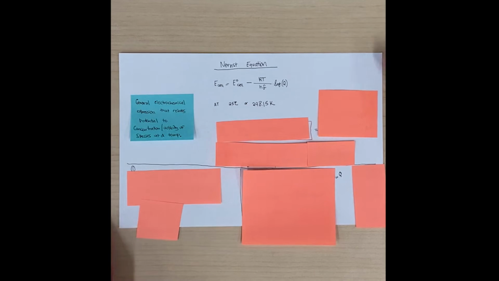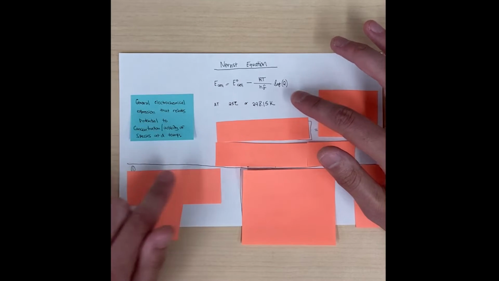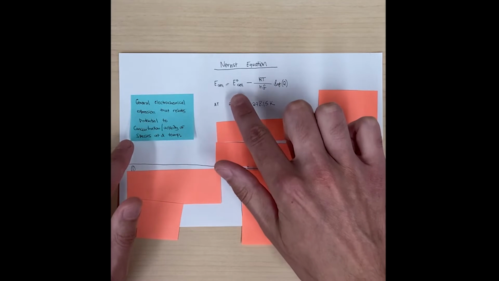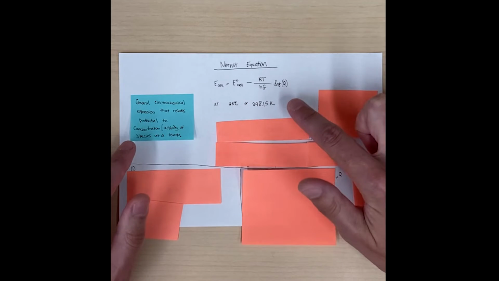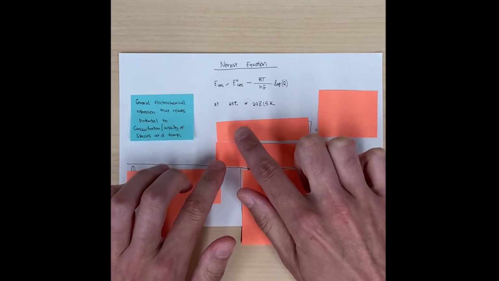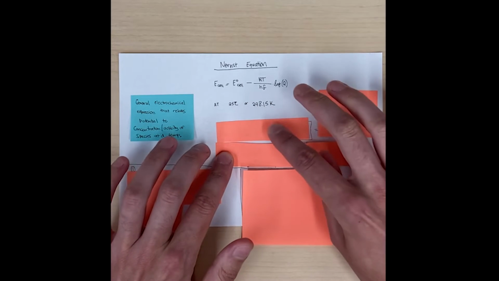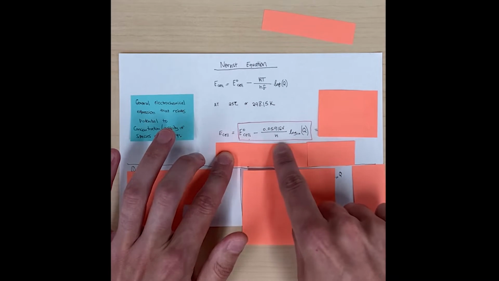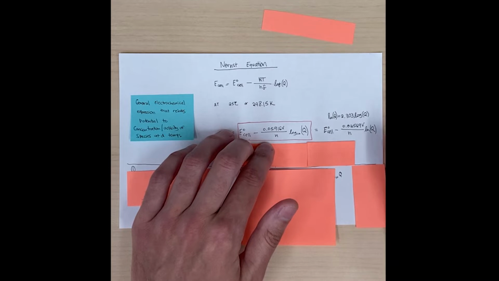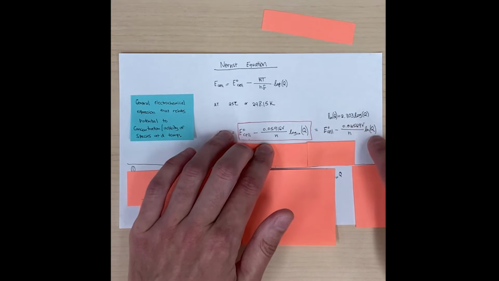All right, so let's talk about the Nernst equation, which is written here. And this is just a general electrochemical expression that's relating the potential to the concentration or activity of species at a temperature. And at 25 degrees Celsius, the equation can be rewritten like this. And you might also see the natural log form of this equation, which is written over here.